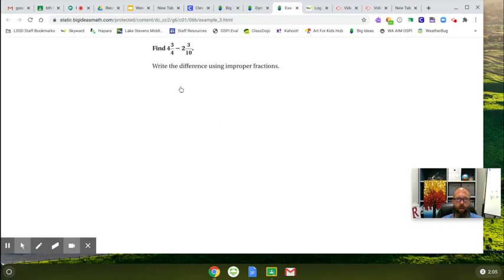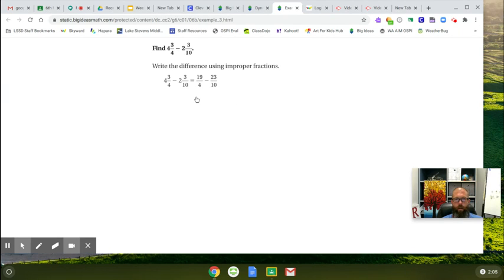Let's see. We're going to write the difference using improper fractions first. And how do I get to an improper fraction? I got to multiply 4 times 4, which is 16, and then add the 3, which is 19. So this becomes 19 over 4. Then I got to multiply 2 times 10, which is 20. Add the 3, I get 23 over 10. So that's how they got to this. 4 3/4 is 19 over 4. And 2 3/10 is 23 over 10.